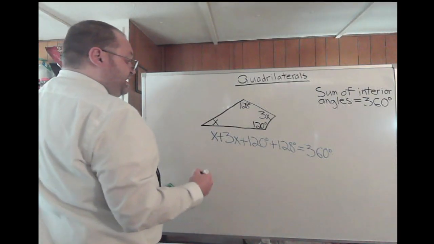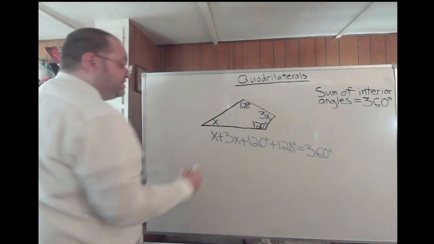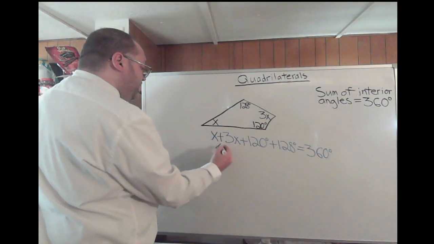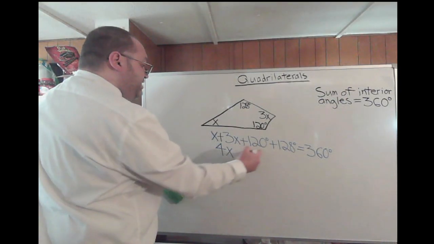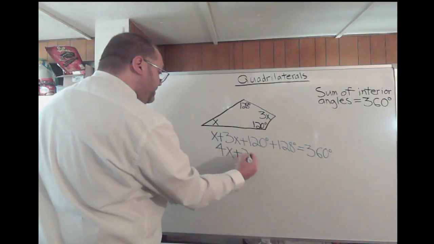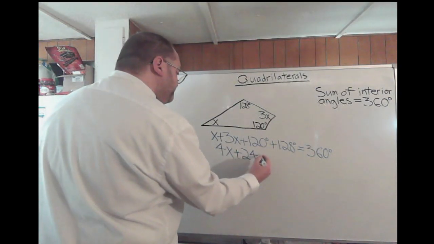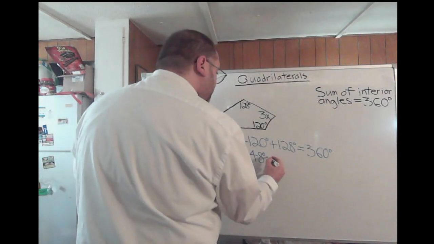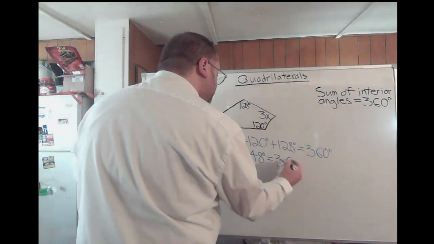Alright, so first thing I would do on the left side, add your like terms. Add like terms means the x plus 3x, that would be 4x. Then add your constants, 120 plus 128, that would be 248. So you get 4x plus 248 degrees equals 360 degrees.